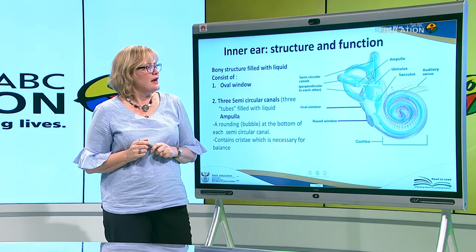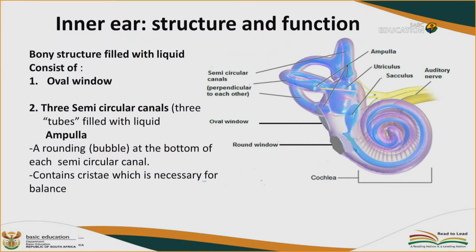And the ampulla contains a little receptor we call crista. We'll get into the detail of what they do a little bit later, but you just need to know that this is where the crista is found.